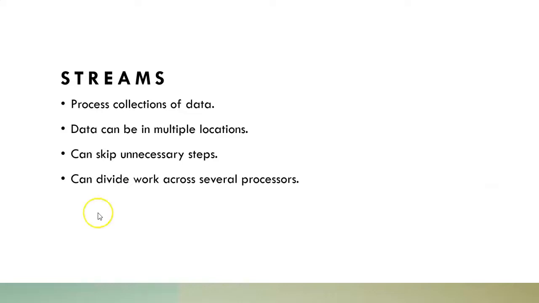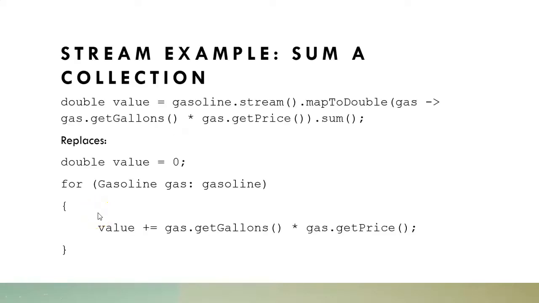So I have a couple of examples here that I'll get into in a bit more detail in a moment, but I just want to give you an overview of why we want to use streams and what they save. So traditionally we would have a for loop like this if we wanted to sum up something like the value of gas in a tank. With streams, we don't type out a loop like so. We simply chain together a series of operations that will give us the same result.